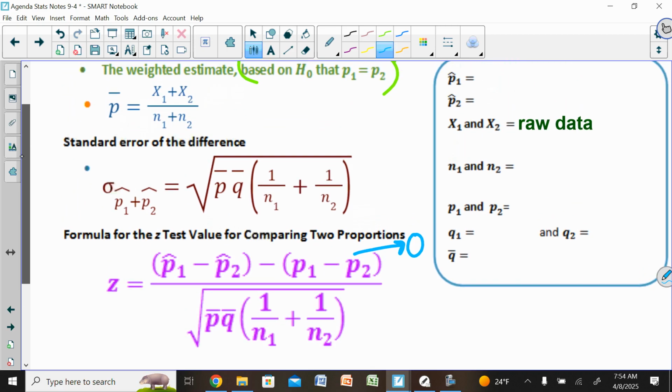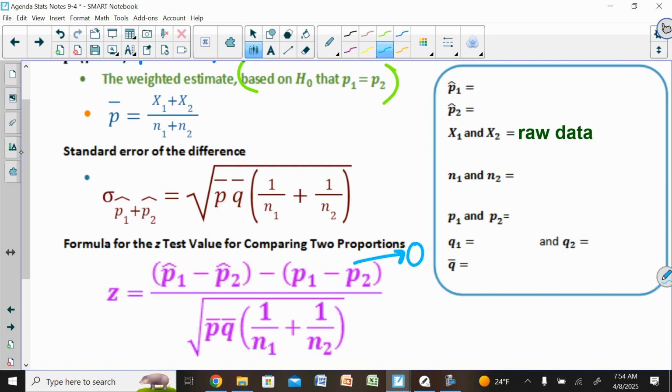I'm going to zoom back up here so we can talk really quickly. So we know that X1 and X2 are raw data. Our p hat 1 is simply our sample 1 proportion, so the percentage of men who exercise regularly, going back to that first example. P hat 2 is our sample 2 proportion, so the percentage of women who exercise regularly.